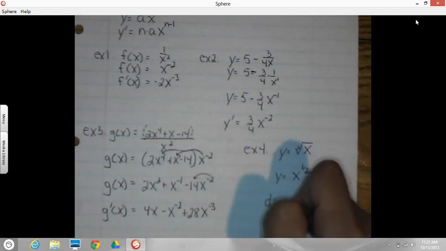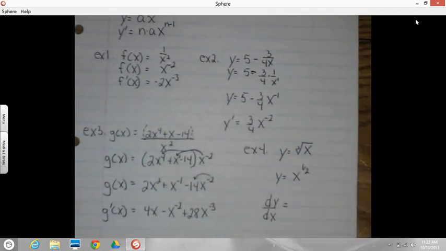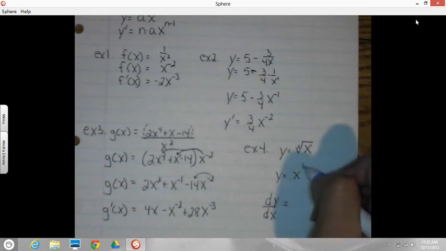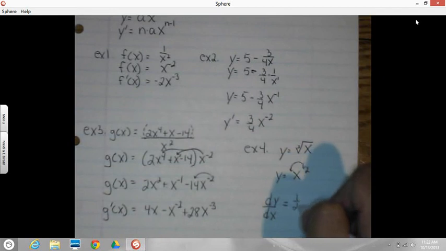dy dx. Again, just changing it up. It's the same thing as y prime. Equals, bring down the 1/2 as a multiplier to the 1 in front. x, subtract 1, we get negative 1/2.